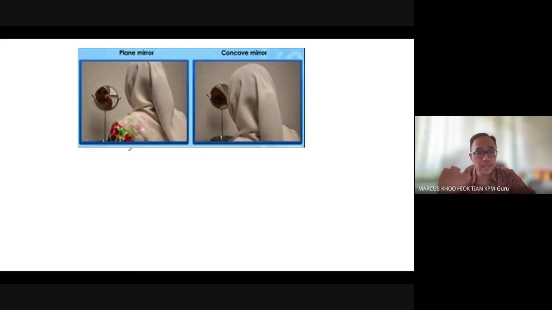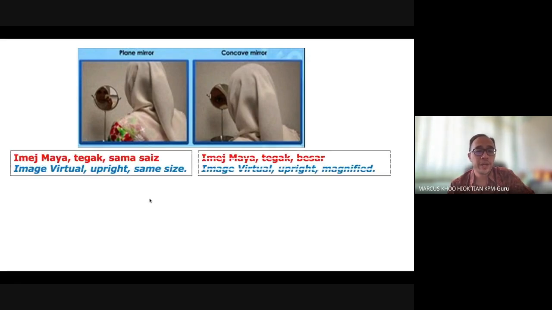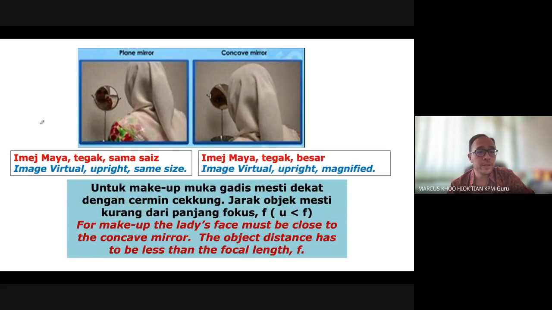This is not this one, I just want to show you. A plain mirror is the flat mirror. Look at the size, everything is the same. But look at the concave mirror. You can really see her eyes. The plane mirror gives a virtual, upright image of the same size. But a concave mirror, if you go near enough, gives a virtual, upright and magnified image. So for makeup, the lady's face must be close to the concave mirror. The object distance has to be less than the focal length. This is just extra information, don't need to worry about this.